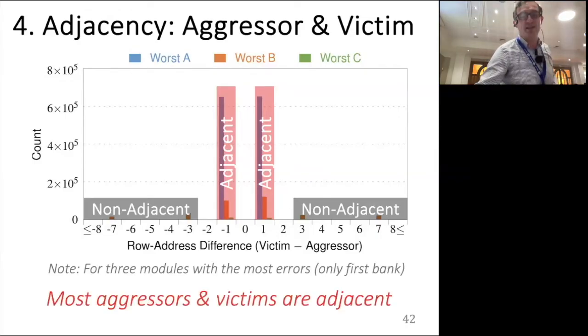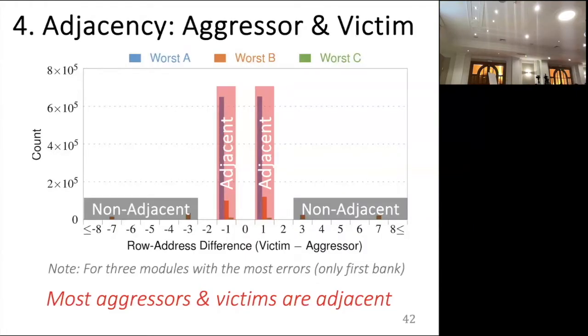Okay, why is this interesting? Most of the time it's adjacent. Now this is interesting because if you're trying to solve the problem using a memory controller-based defense, you know the aggressor because you're issuing an activate, but you may not know the victim, right? The victim may be 1 apart, the victim may be 3 apart, the victim may be 7 apart, and we didn't do an exhaustive testing over here. It actually is even more potentially. So it's good to start thinking about solutions.